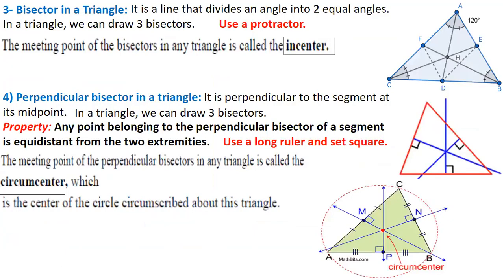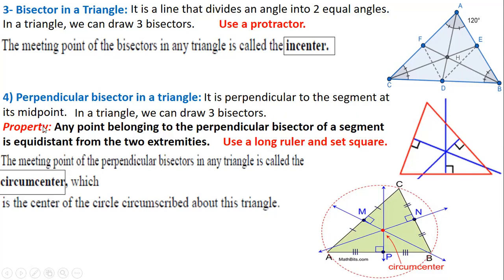The bisector in a triangle is a line that divides an angle into two equal angles. So for example, if this angle is 120 degrees, I divide the measure by 2, and using a protractor, I draw the bisector of the angle. After drawing the 3 bisectors for the 3 angles, the point of intersection is called the incenter.